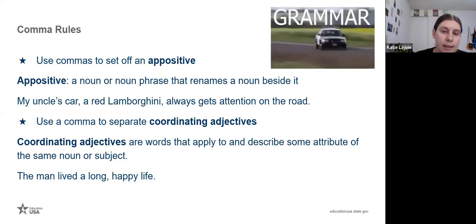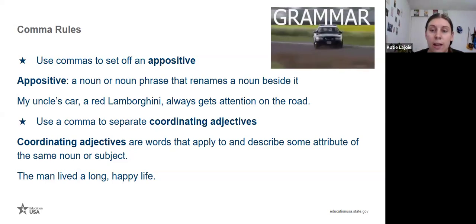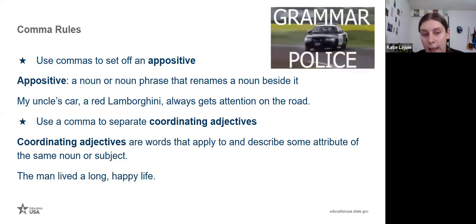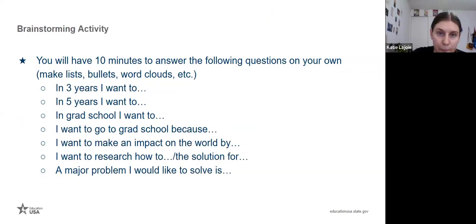Additionally, you'll use a comma to separate coordinating adjectives, which are words that apply to and describe some attribute of the same noun or subject. So, the man lived a long, happy life. Long and happy are both describing life. So that's when you would use the comma to separate those coordinating adjectives.